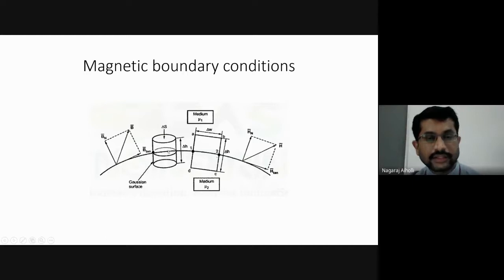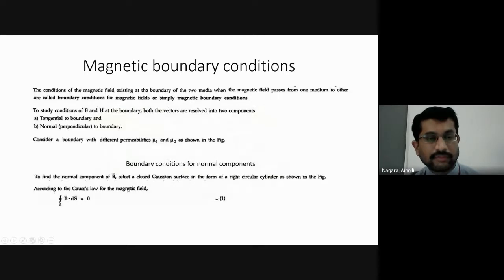In this right circular cylinder, we are finding the equation for the normal component of the magnetic flux density, that is Bn bar. According to the Gauss law for the magnetic field, the closed surface integral of B bar dot ds bar is equal to 0. That is, the surface integral of magnetic flux density with respect to the surface is equal to 0. This is the Gauss law for the magnetic field. Take it as equation 1.